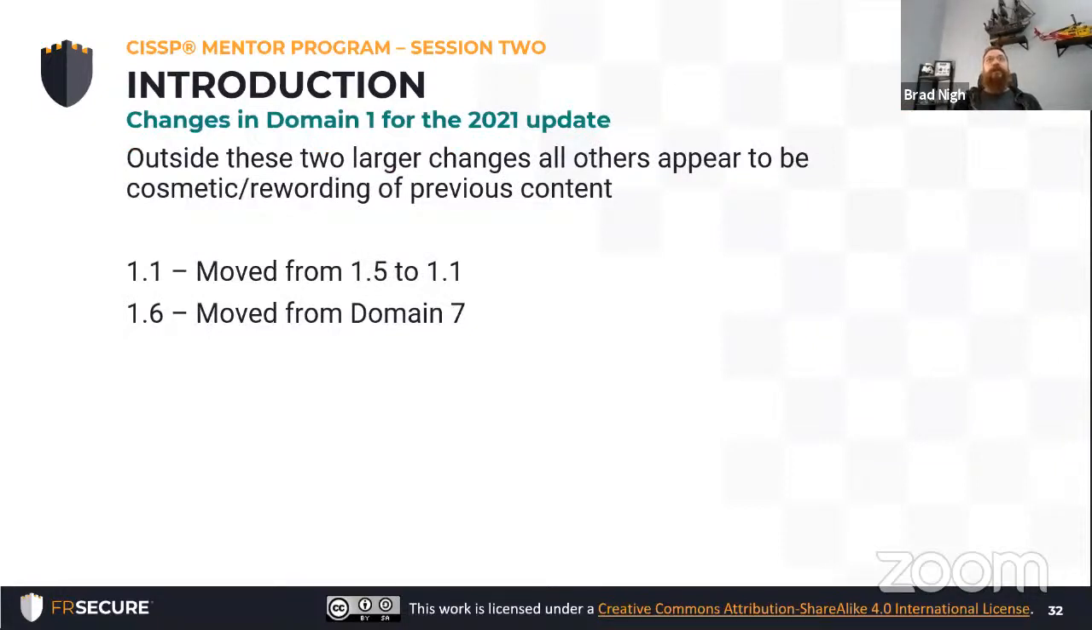What are the changes in domain 1 for the 2021 update? So pretty much what we're seeing is a lot of rewording or cosmetic cleaning up of bullet points that really shouldn't have any impact. 1.1 was moved from 1.5 to 1.1. And so I'll make sure I mention it when we get to it. But again, we're going to cover all the information on this. And then 1.6 was moved from domain 7. So we're not going to actually cover what is considered 1.6 now. We'll get to that down the road.